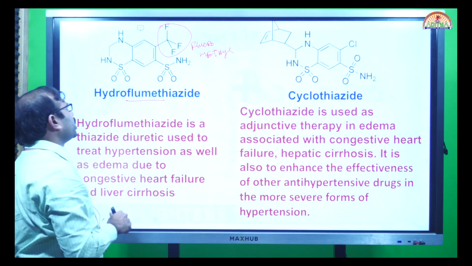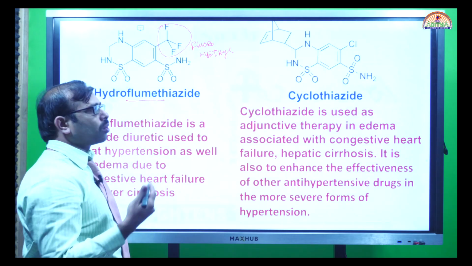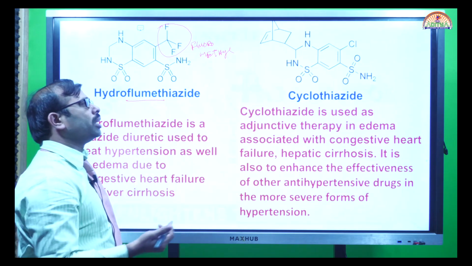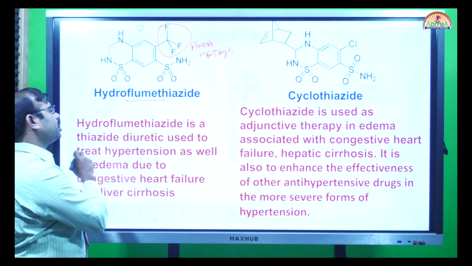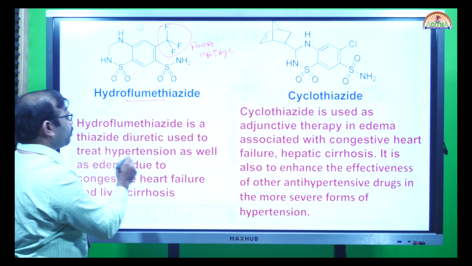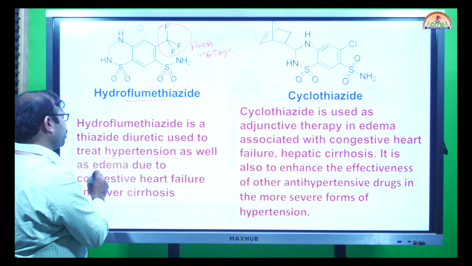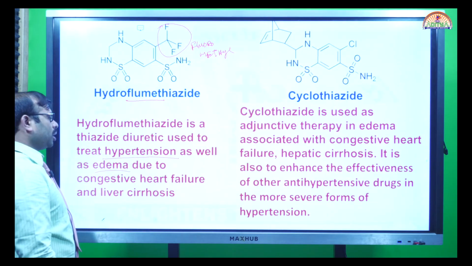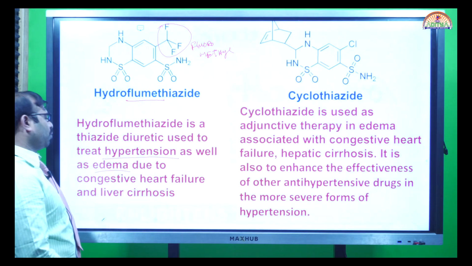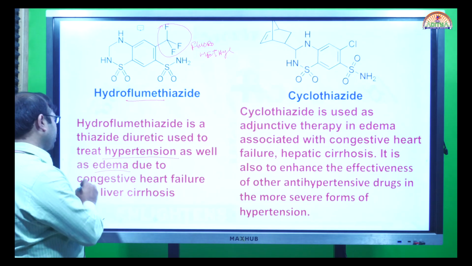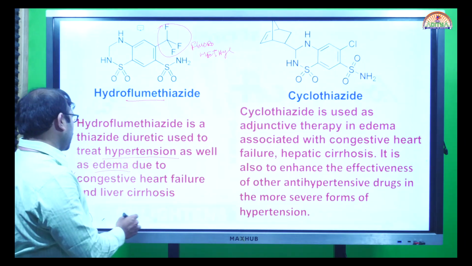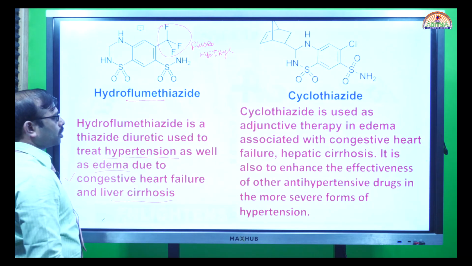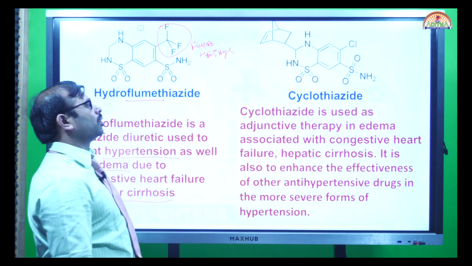Okay, now what will happen? It is also one of the important hydrothiazide derivatives, where hydroflumethiazide is a thiazide diuretic used to treat hypertension as well as edema. So hypertension is treated by this hydroflumethiazide. It is also a very well-known drug used for the treatment of CHF, congestive heart failure, followed by liver cirrhosis.